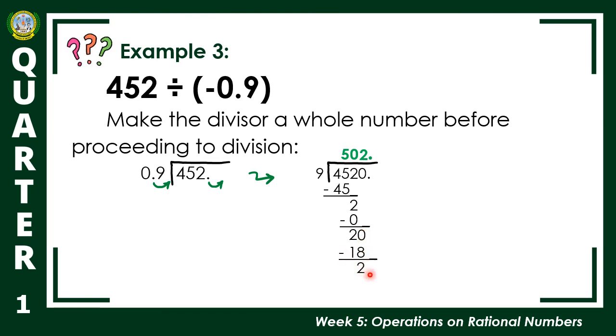So, dahil may remainder pa din, pwede tayong mag-add ng another 0 po dito after the decimal point. And then, i-bring down natin siya. 20 divided by 9 is 2. 2 times 9 is 18 ulit. And then, 20 minus 18 is another 2. So, kapag nag-add ulit tayo ng 0 dito, edi 0 ulit yung i-bring down natin. So, 20 na ulit siya. 20 divided by 9 is 2 ulit.